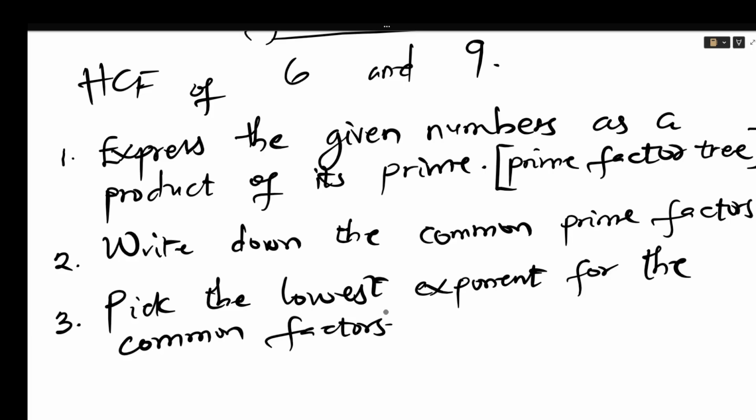So in finding the HCF of given numbers using the prime factor tree, first of all, you express the given numbers as a product of its prime using a prime factor tree. Then you write down the common prime factors, that means those prime factors that cut across the answers produced from step 1. And since some of them carry exponents, we pick the lowest exponent for those common factors. To put it in action, let's take a look at this example.